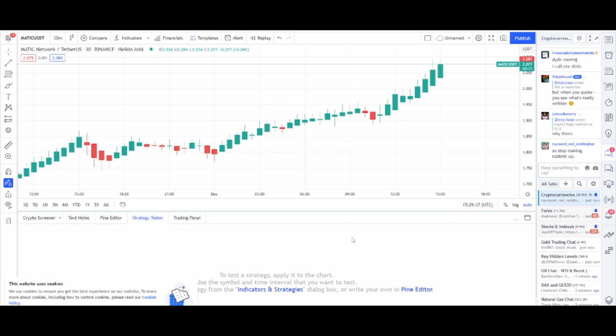So you can see the price action right here. On November 30th at 11 o'clock, we were sitting at $1.71, and it has gone up substantially to $2.80. We love you, MATIC. All right, let's quickly look at some indicators.